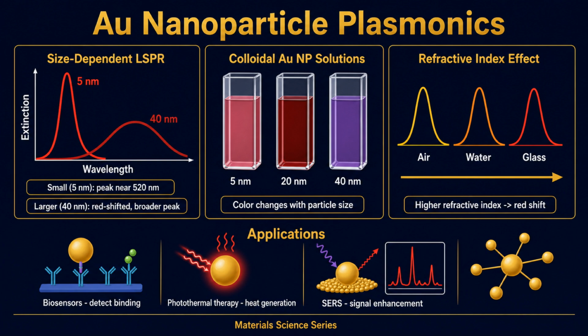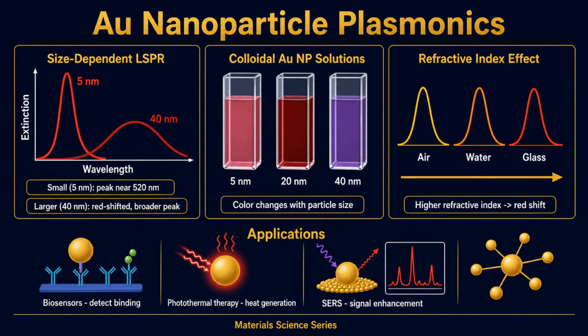As size increases to 40 nanometers, the peak red shifts toward 550 nanometers, and solutions appear deeper red to purple. Larger particles and aggregates shift further into the red or even infrared. The peak also broadens with increasing size due to radiative damping. The surrounding medium strongly affects LSPR. Higher refractive index media like glass shift the resonance to longer wavelengths compared to water or air.